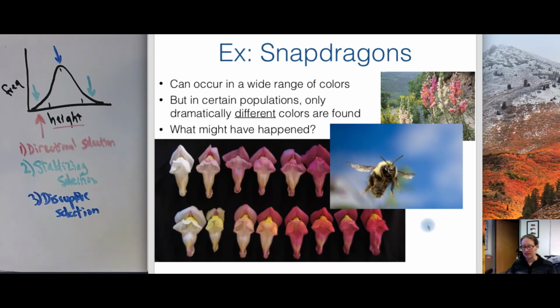So to give you an example of this, this actually came from a Biology in the News project from a couple years ago in snapdragon. So snapdragon flowers can occur in a very wide range of colors. But if you actually go out and survey snapdragon populations, what you'll discover is that you don't see a continuum of flower colors. Instead, you only find very dramatically different colors, which then leads to the question of, well, what happened? And as best we can tell, what's happened in those populations is driven by the animals that actually engage in reproduction for the flowers. So the bees and other animals that pollinate the snapdragons.